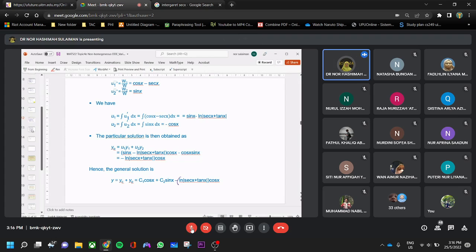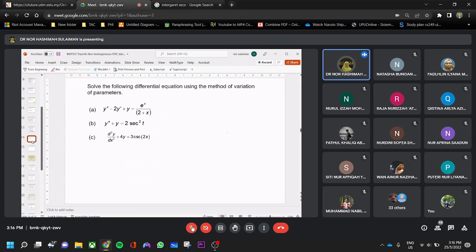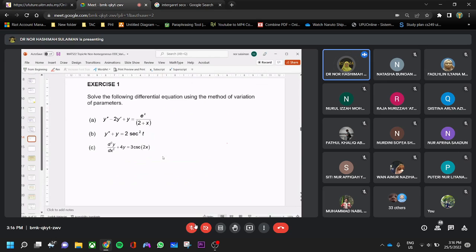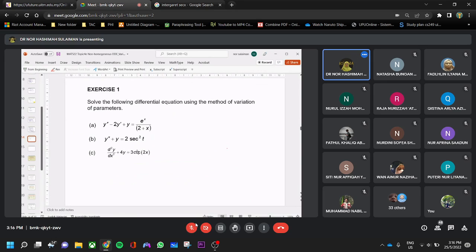Alright, so saya dah explain yang ini, saya sedekah lah kat you all ni. Boleh? Solve the following differential equation using the method of variation of parameters. Okay, bolehlah snap soalan-soalan ni dan cuba buat.